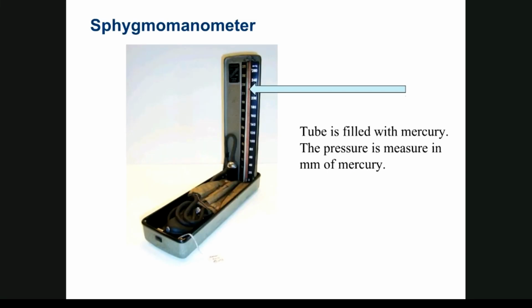Okay, the sphygmomanometer. This is the old blood pressure machine, and the tube here was literally filled with mercury. You can't really see it, but this marks the millimeters. It goes all the way up to 300. And the higher the pressure on this cuff, the higher the mercury goes up in the tube. So that's how we measure our blood pressure in millimeters of mercury. Not many people have little glass tubes of mercury running around anymore.